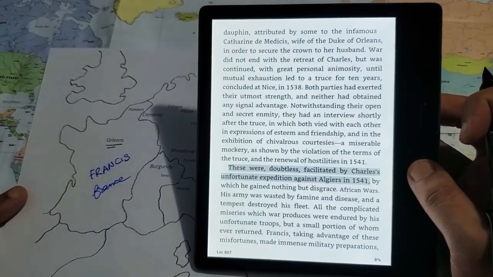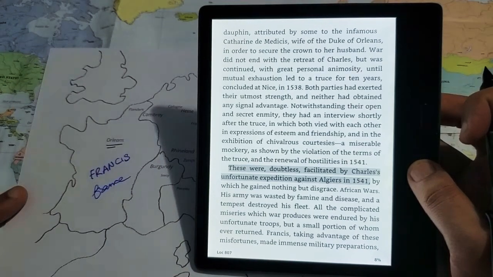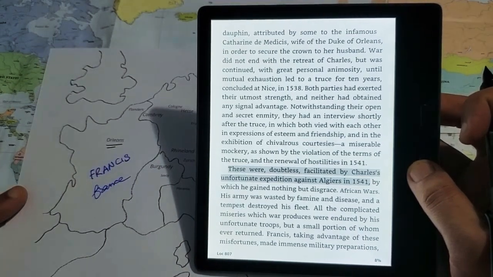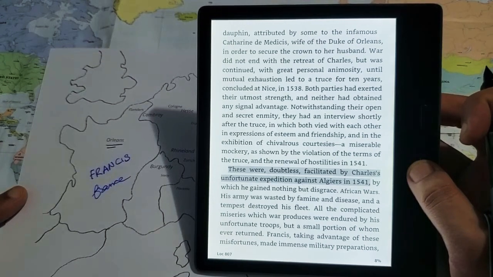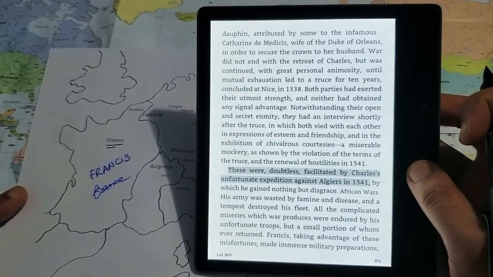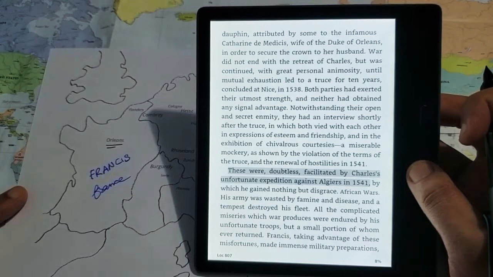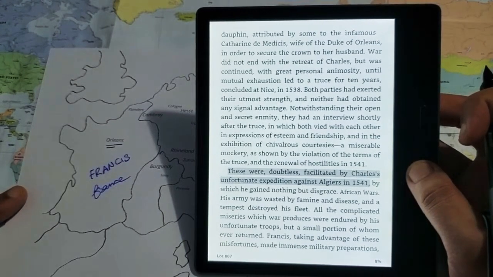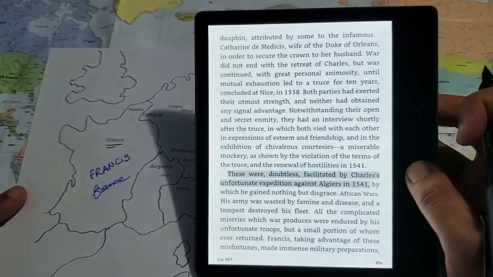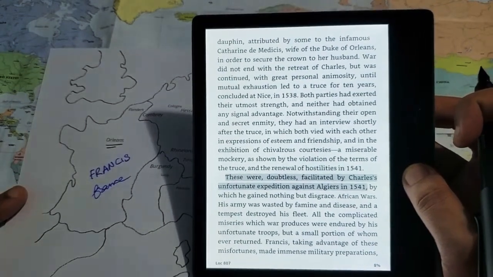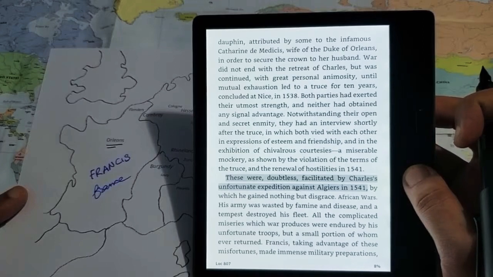Notwithstanding their open and secret enmity, they had an interview shortly after the truce, in which both vied with each other in expressions of esteem and friendship, and the exhibition of chivalrous courtesies, a miserable mockery as shown by the violation of the terms of the truce and renewal of hostilities in 1541. So it looks like it lasted about 3 years until they invaded each other all over again.